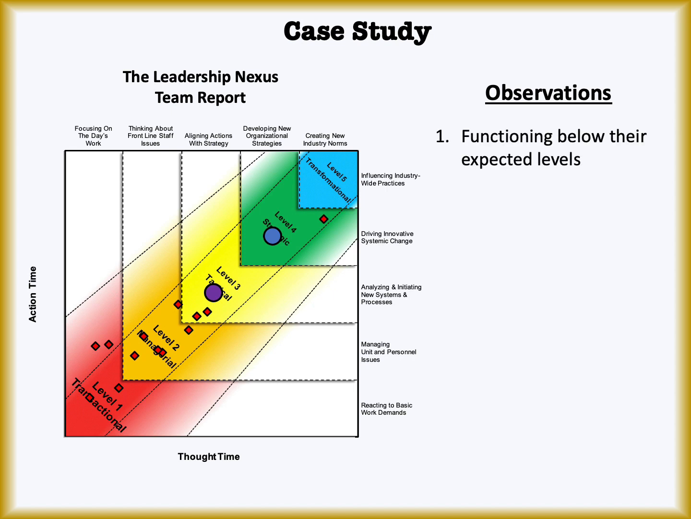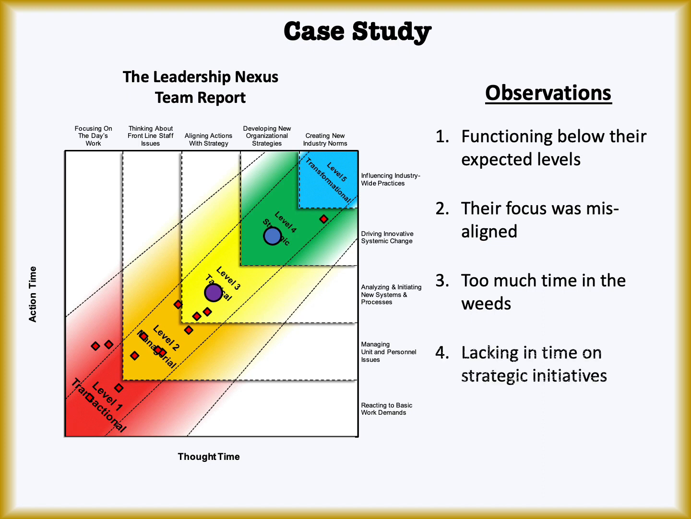Given their positions, they were functioning at least a full level and in some cases 2 levels below what they expected. While they were generally well aligned in regard to their thoughts and actions, the focus of those thoughts and actions were misaligned. Much of their time was being spent in the weeds, managing conflicts, crises, and daily operational tasks. They were lacking in time spent on strategic initiatives, and there was one clear outlier in the group.